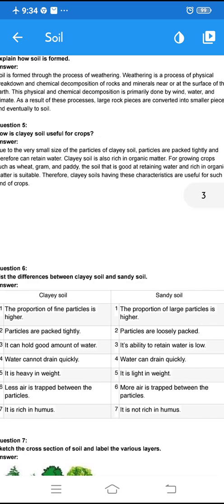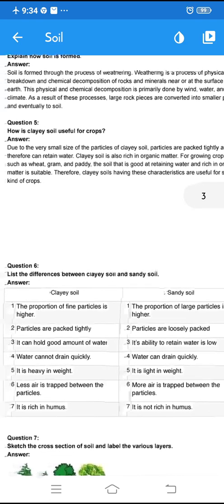So therefore clay soils have these characteristics and are useful for the kind of crops which we grow in our farms. Okay, dear students, let us put a full stop here.